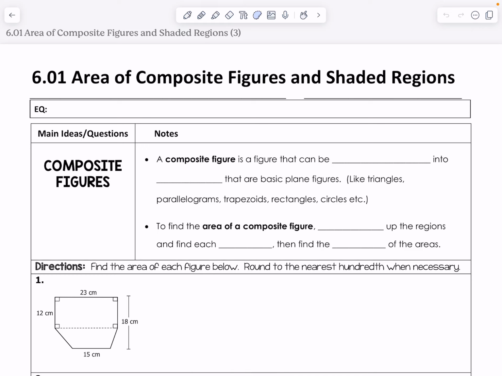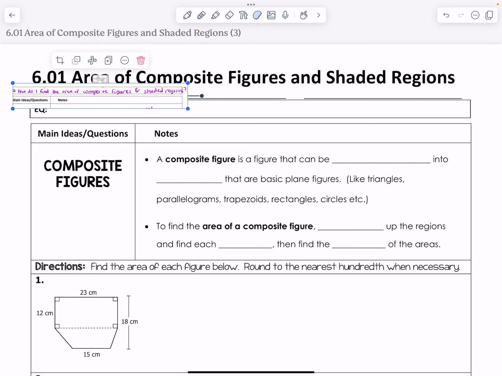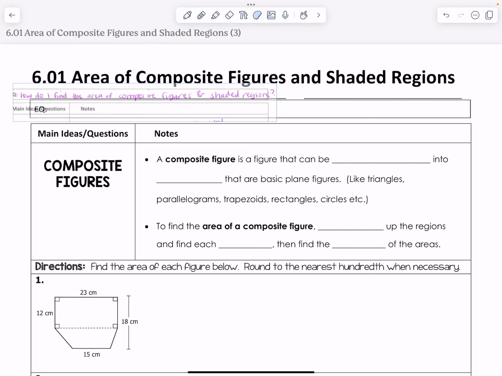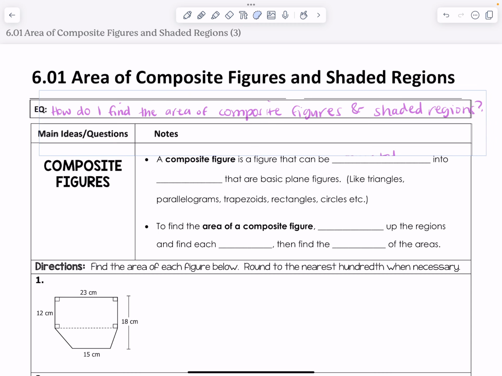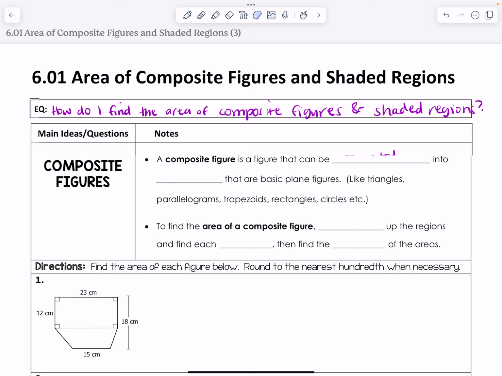Today we're going to work on finding the area of composite figures and the area of shaded region. We're going to start off with the essential question that I copied and pasted, so we're going to just put it right here. Perfect. How do I find the area of composite figures and shaded region?